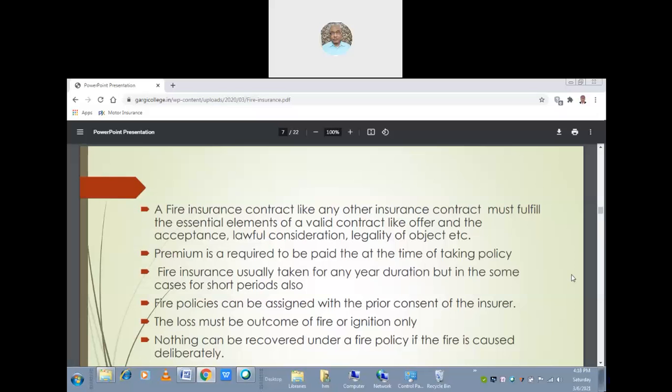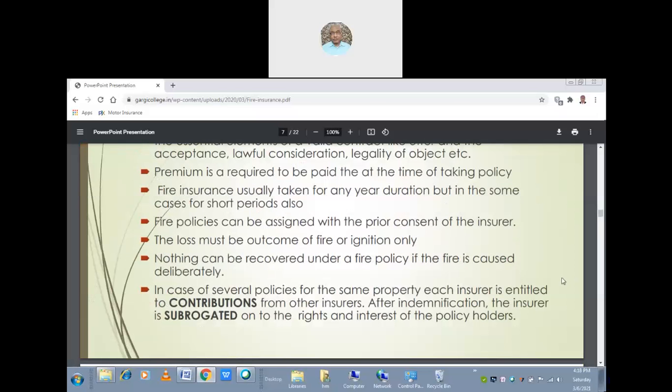Policies can be assigned with the prior consent of the insurer. Yes, policies can be assigned with the prior consent of the insurer. Of course, the consent of both parties is essential, and that is the reason the insured and the insurer will come to a point, agree, and then sign it. Then the contract will be made, and the object should be proper and should not be against public policy also. So that was the point.